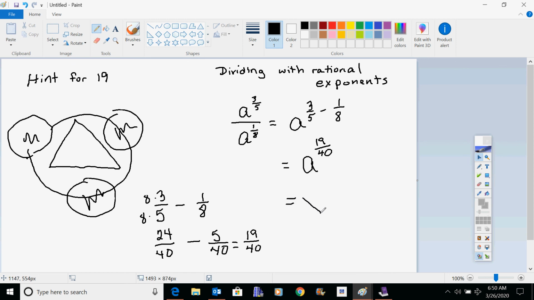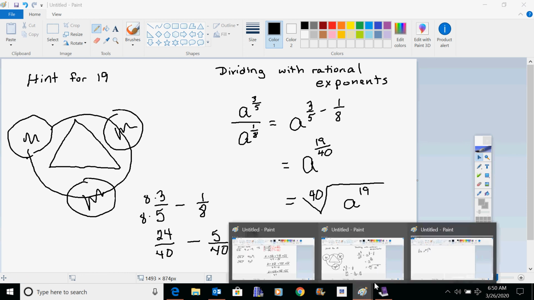And to put that in radical form, even though it looks really weird, it's not that difficult, because remember, this is our index. And then the other one is our exponent. Index, exponent, index, exponent. And you can write it like that.